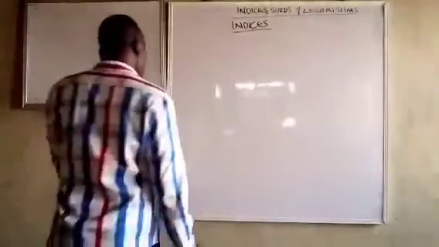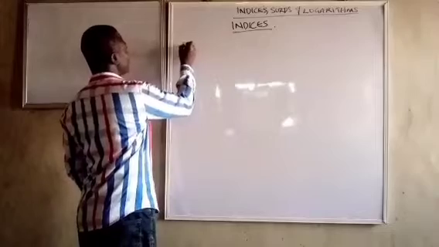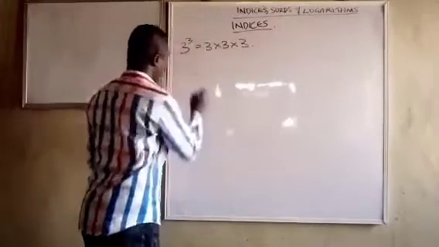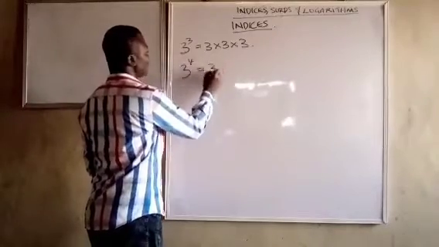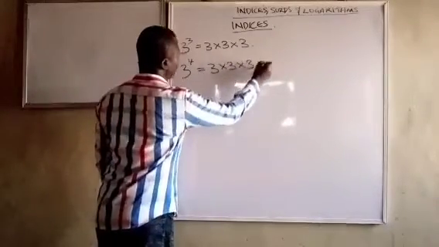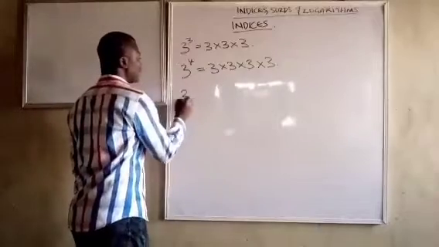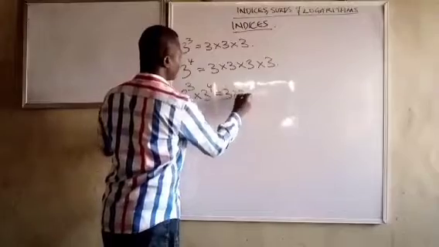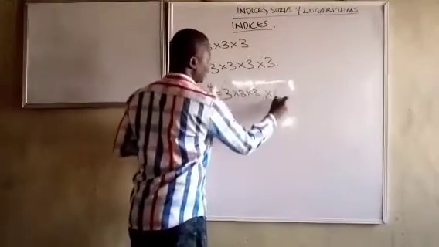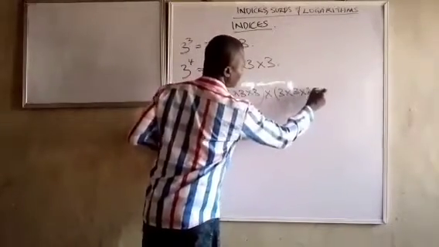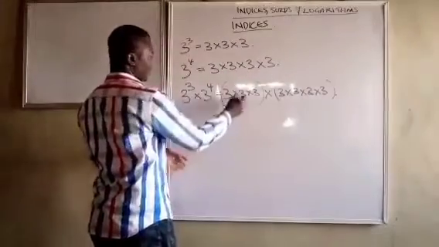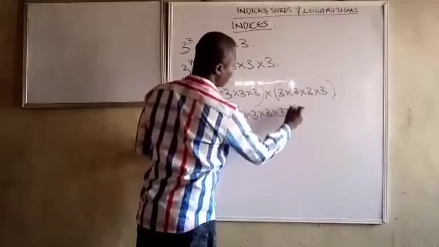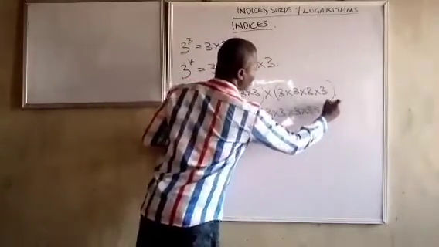Let's start with one. Let's say we have 3 raised to power 3. It will be 3 times 3 times 3. 3 raised to power 4 is going to be 3 times 3 times 3 times 3. Now, let's say we have 3 raised to power 3 times 3 raised to power 4. It's going to be 3 times 3 times 3 times 3 times 3 times 3 times 3, which is 3 raised to power 7.